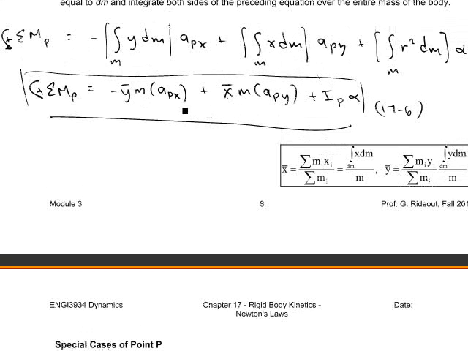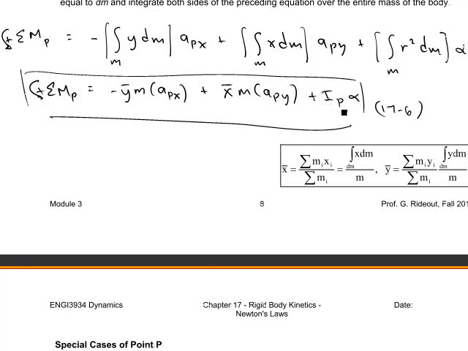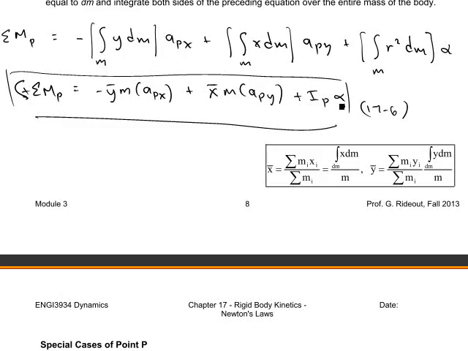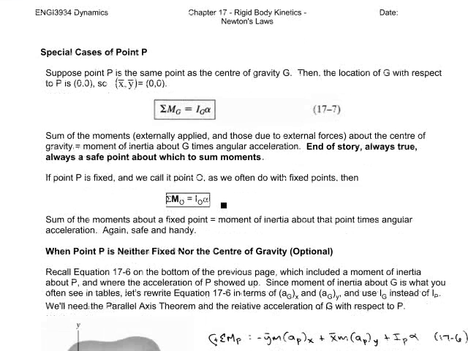If my point P is fixed, then it has no acceleration. APX and APY become 0, and I'm left with sum of the moments about my fixed point equals moment of inertia about my fixed point times alpha. And if I call my fixed point O, as is often done, then I end up with sum of the moments about fixed point O is equal to IO alpha. If you have a fixed point, you can use this equation safely.